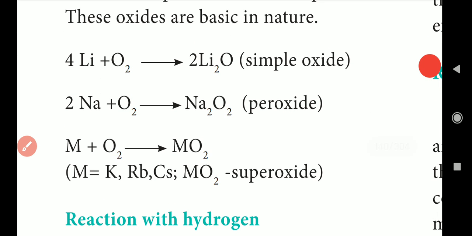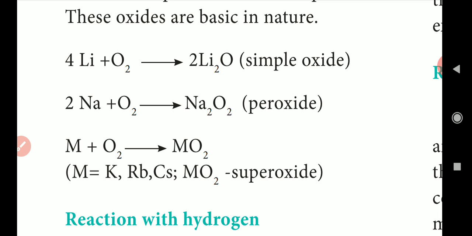Then the other metals, what are they? Potassium, rubidium, cesium. They all react with oxygen in the atmosphere and form metal oxides that are superoxides, MO2, meaning KO2, RbO2, CsO2. These are all superoxides. Which among the following is a superoxide? Which is a peroxide? Which is a monoxide?